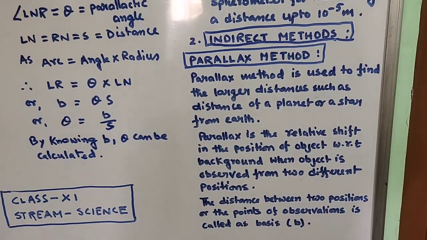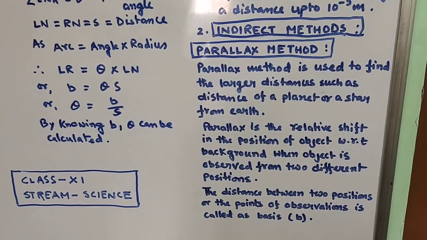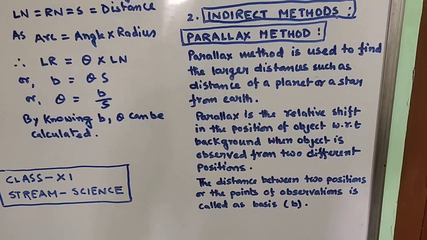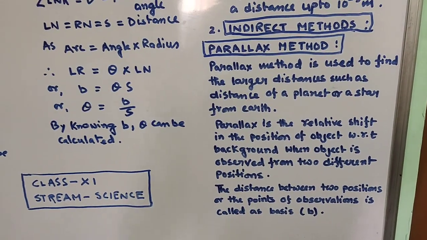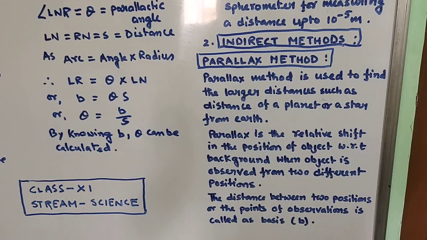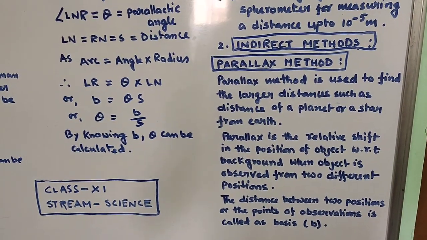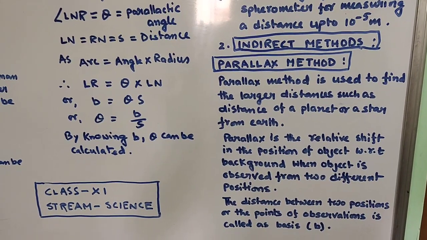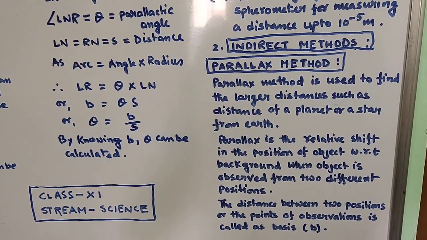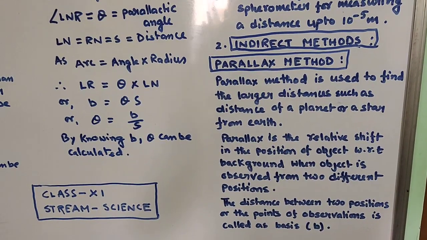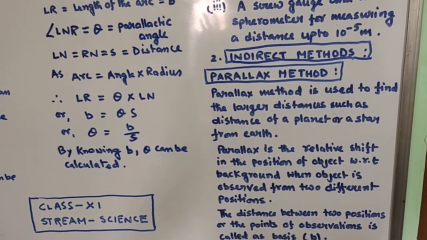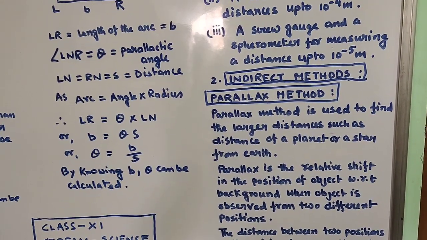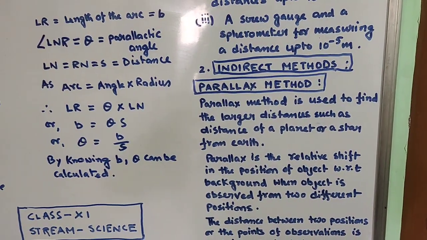So that one we have written. Parallax is the relative shift in the position of an object with respect to the background when the object is observed from two different positions. So left eye is one position, right eye is another position. Hold a scale or pencil in front of your eye and observe with either the left eye or right eye, closing the other eye. If you want to observe by left eye, close the right eye. If you want to observe by right eye, close the left eye. If you try to observe this way, you will see that there is a relative shift of the position of the object with respect to the background. So that is nothing but your parallax.